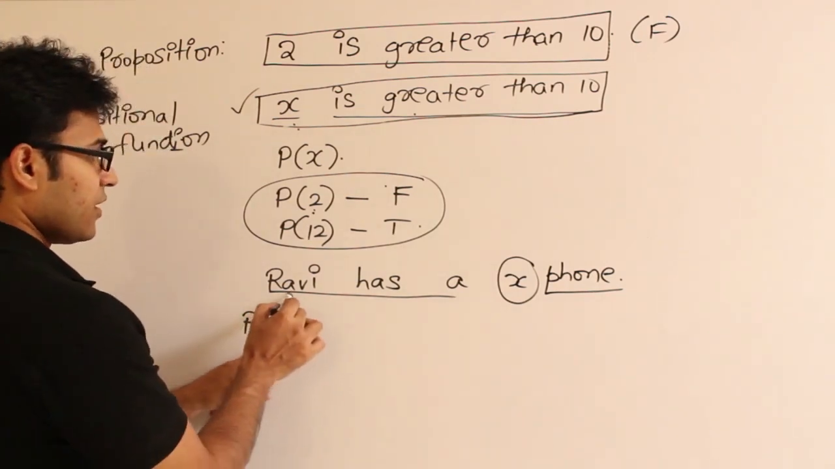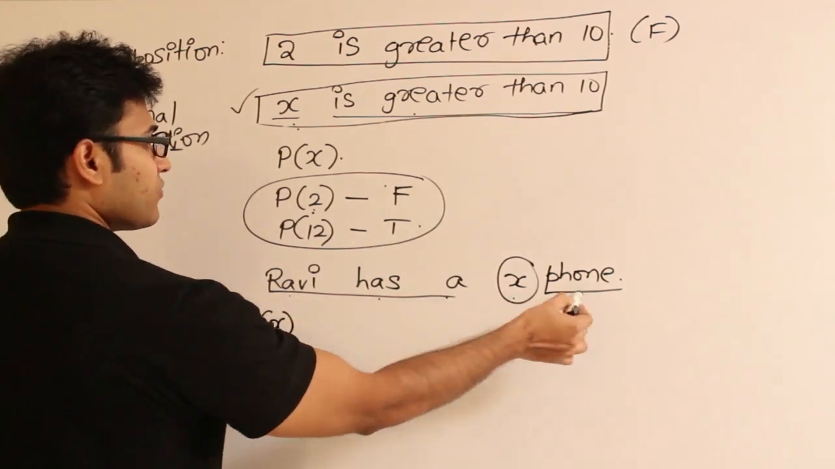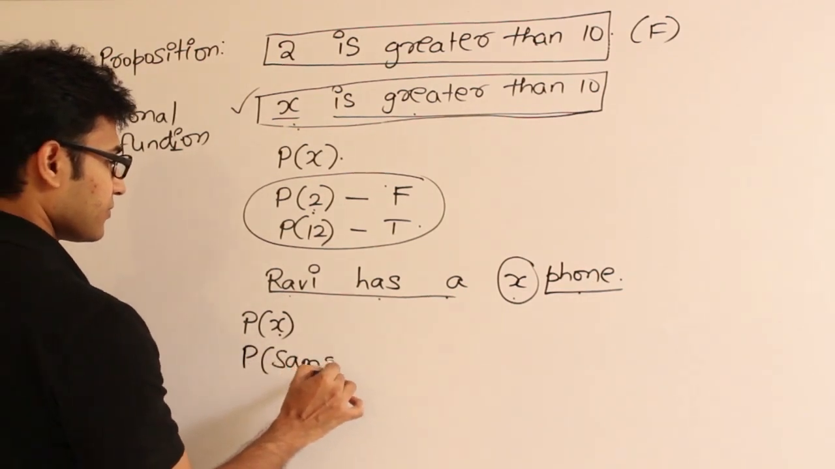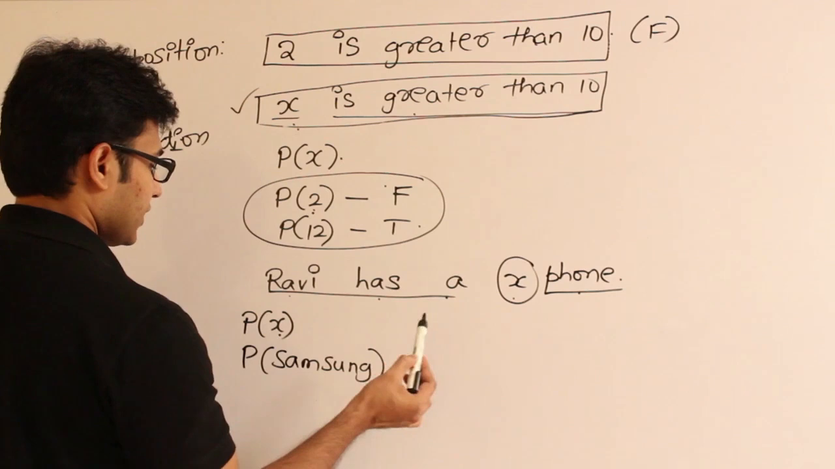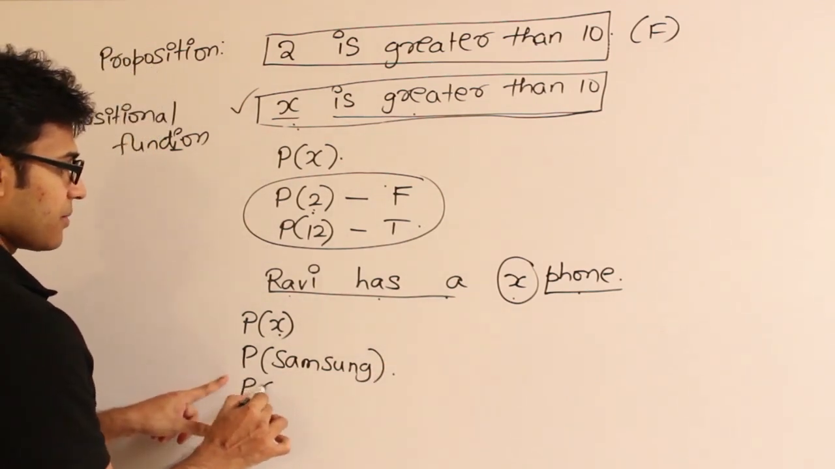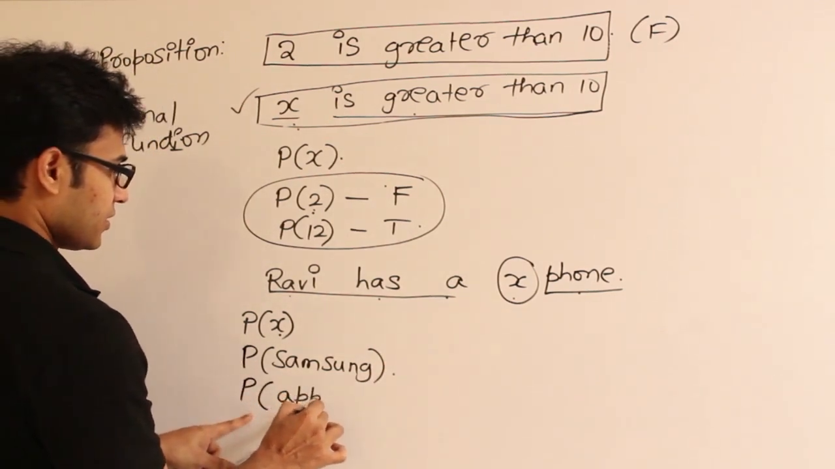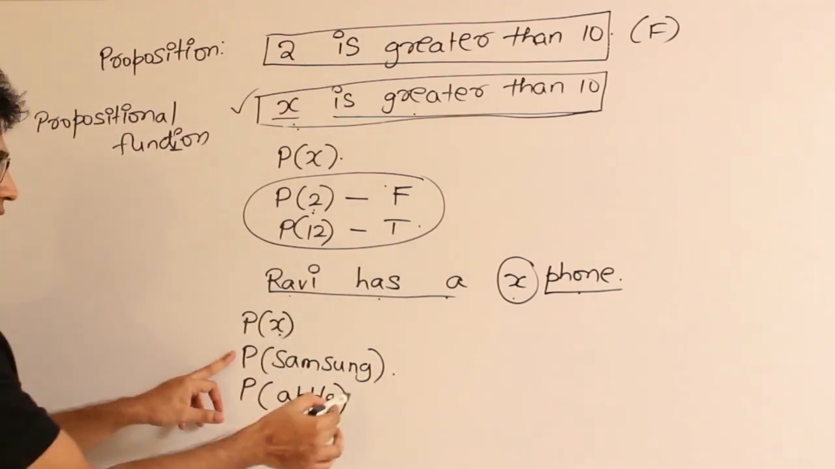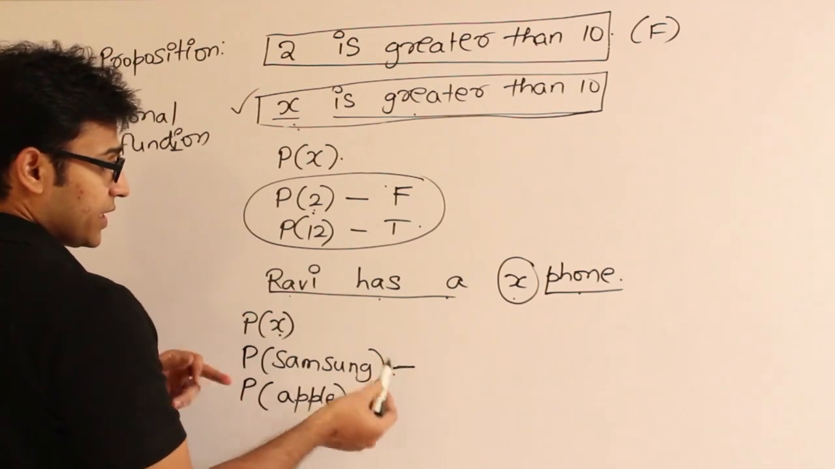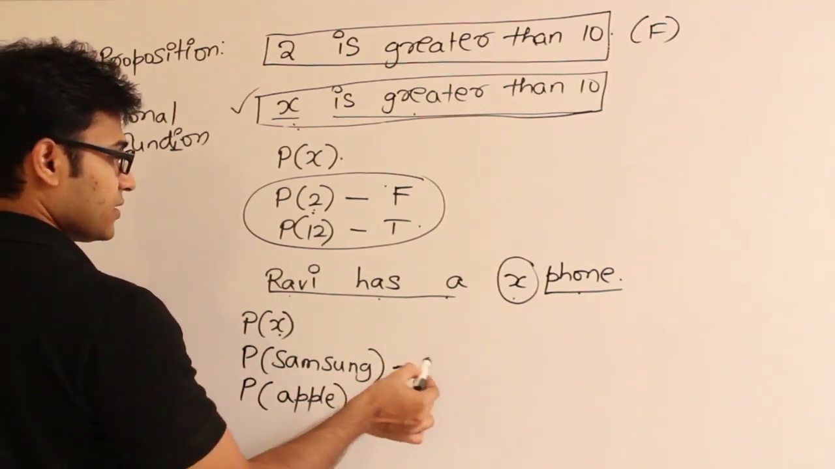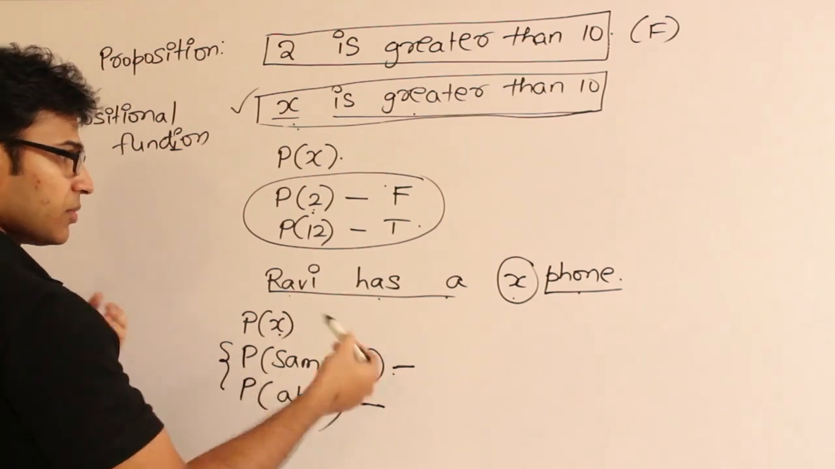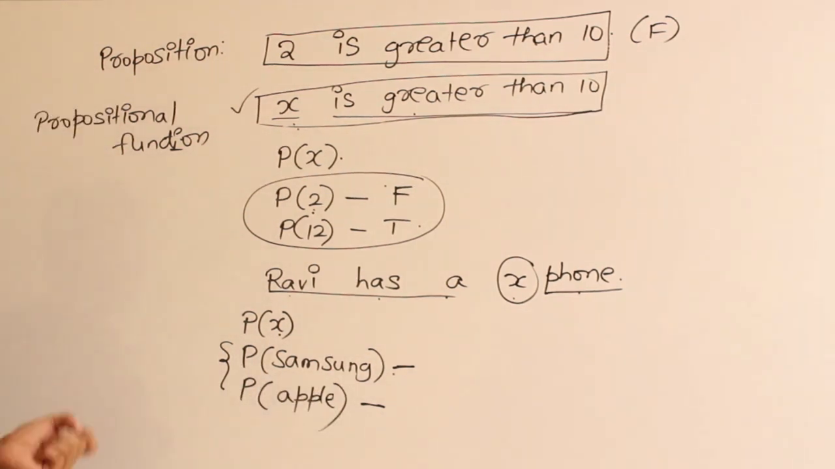For example, Ravi has a Samsung phone. How can I represent it? P of Samsung, right? Or Ravi has an Apple phone. How can I represent it? P of Apple, right? Depending on what type of phone I have, this gets converted to a proposition, and we can assign a true value or false value depending on the type of phone I have, right?